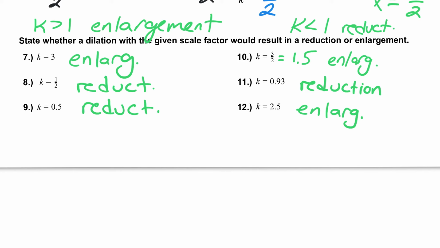Okay. So when we are talking about dilations, we are either making our shape larger or smaller. When we're making it larger, that means our scale factor is greater than 1. We call that an enlargement. When our scale factor is less than 1, it's going to make our shape smaller, our figure smaller, and we call that a reduction.